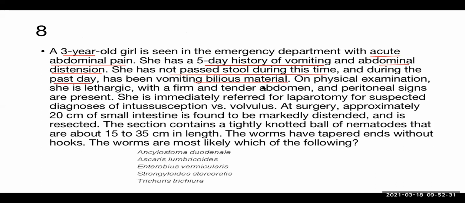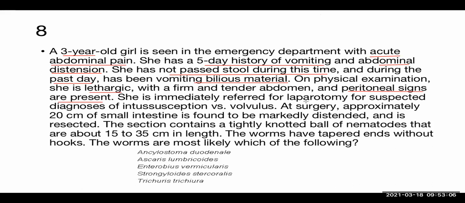Now, bilious type of vomiting is only present when the obstruction is distal to the second part of the duodenum. Always remember that, because the bile duct opens at the second part of the duodenum. On physical examination, she is lethargic. Probably she is already dehydrated, with a firm and tender abdomen, and peritoneal signs are present. Peritoneal signs are already present in her, meaning the parietal peritoneum is involved.